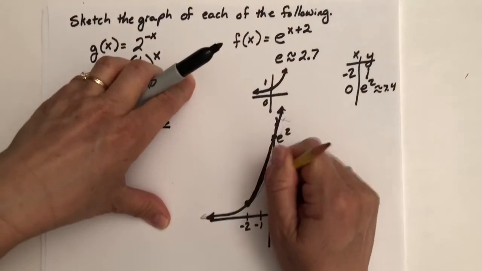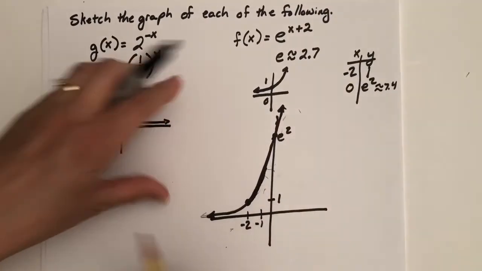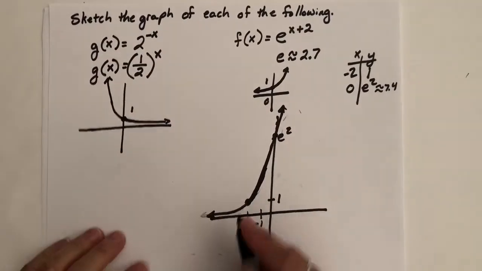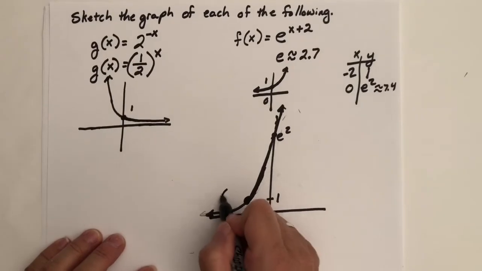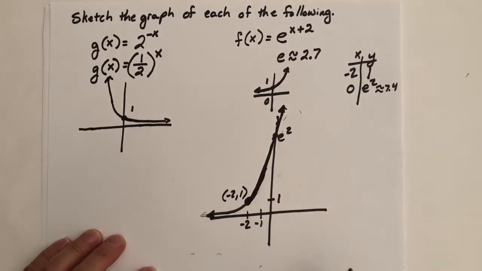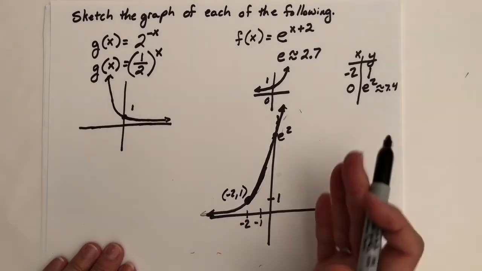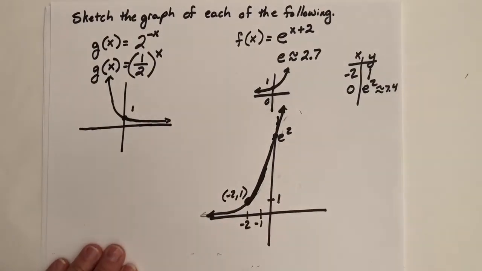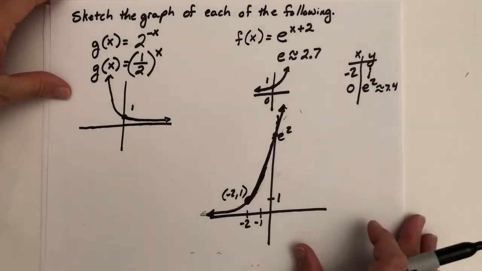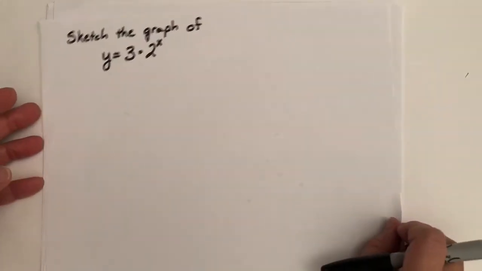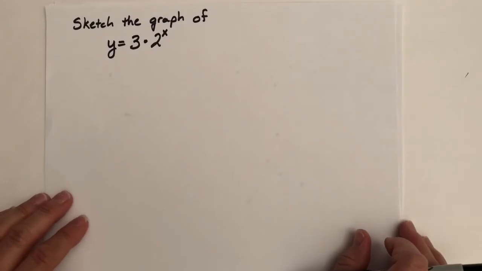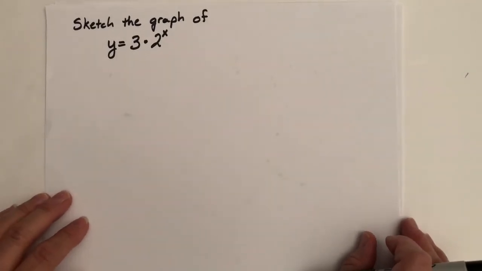But here's my exponential function. Again, this key point right here, very clearly labeled at -2, 1, so anybody looking at it can tell it was shifted left 2 units. Let's graph one final one. Let's graph y equals 3 times 2 to the x.